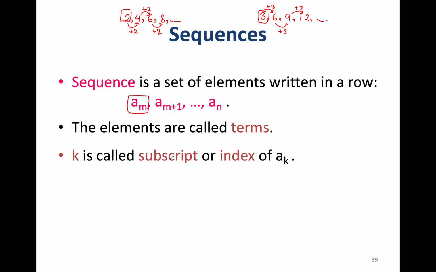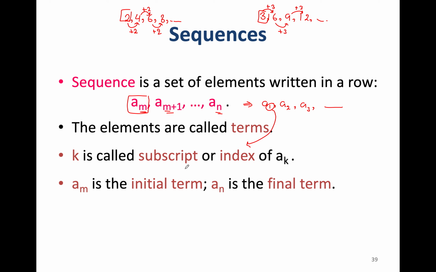k is called a subscript or index of a_k. What do we mean by k? k is the number you can see here. So this sequence can be written as a_1, a_2, a_3, and so on. So k is the number down here, and it represents the index of a term in a sequence. a_m, the first term in the sequence, is called the initial term, and a_n is the final term.